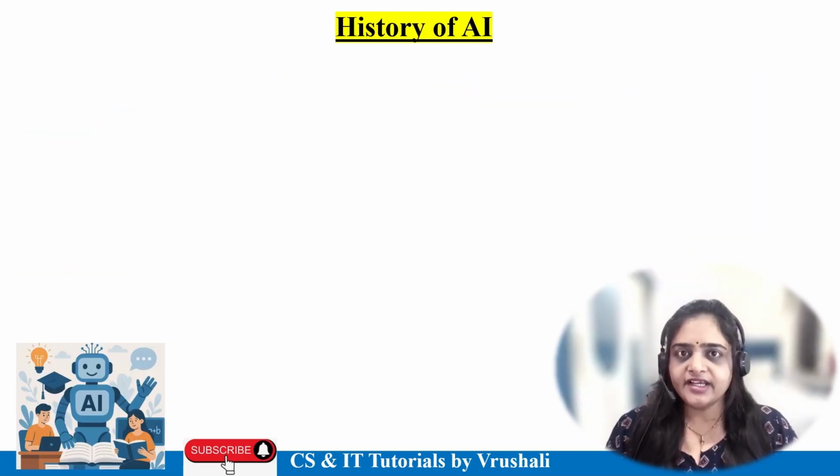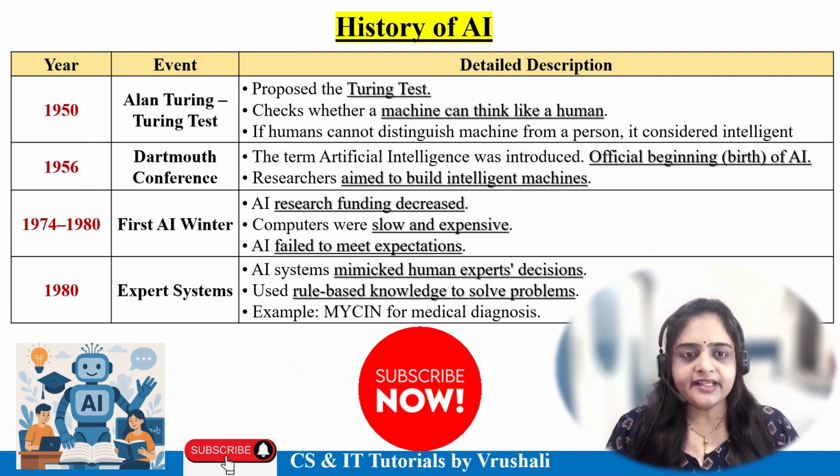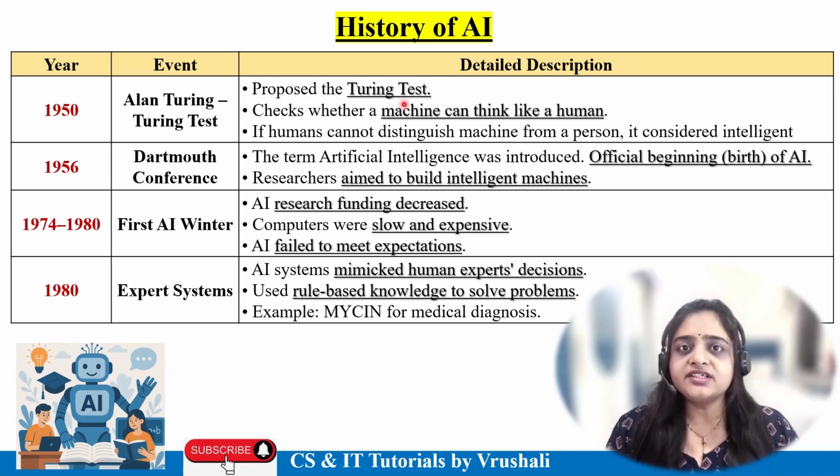Now let's quickly understand the history of AI. See here in this table, in 1950, Alan Turing proposed the Turing test. The Turing test checks whether a machine can think like a human. If a machine can think like a human, it is called an intelligent machine. After that, in 1956, there was the Dartmouth conference, and this conference is officially the beginning, or we can say the birth, of AI, where researchers discussed AI systems and tried to build them.